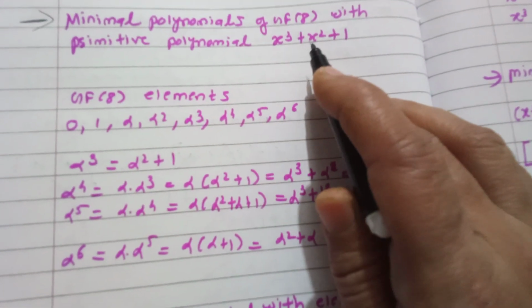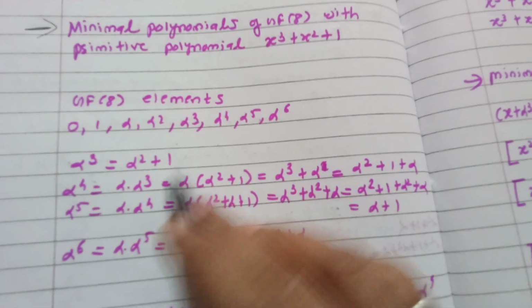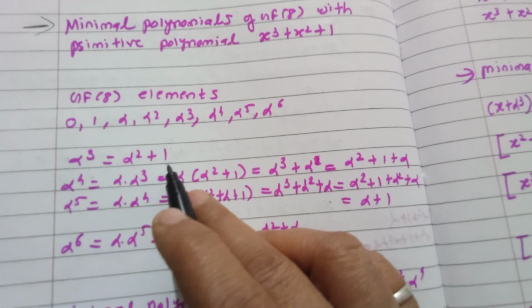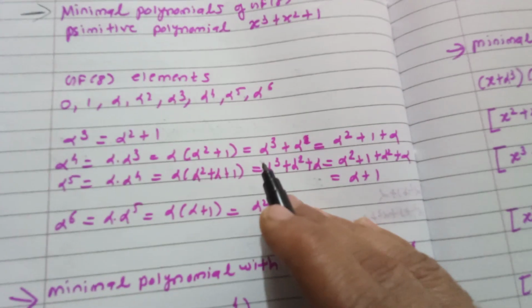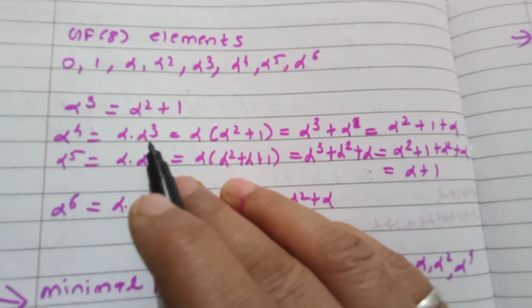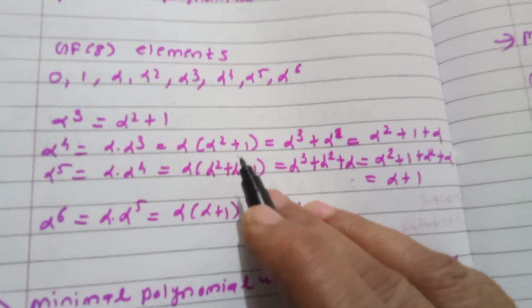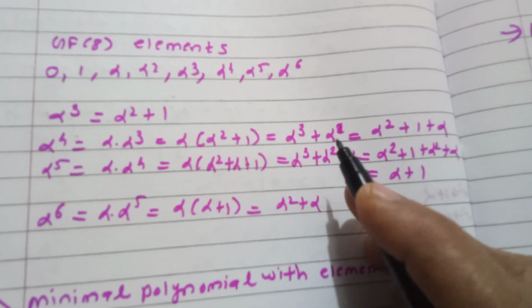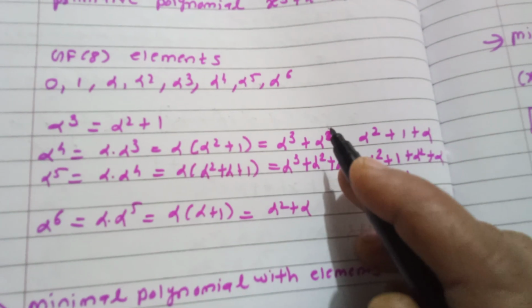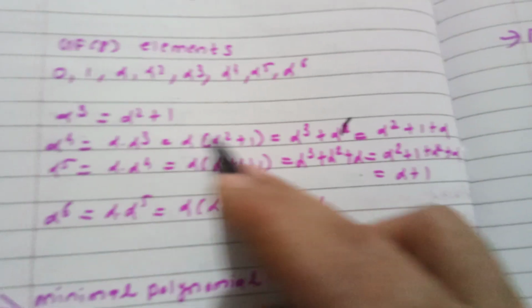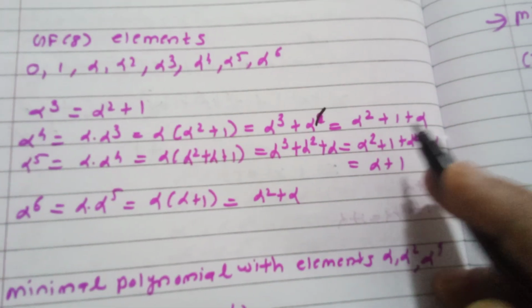So alpha cube plus alpha square plus 1 is equal to 0. So alpha cube is equal to alpha square plus 1. This part was also discussed in depth in that video. Here I am not going to explain it again. How to obtain alpha raised to 4? That is alpha into alpha cube, that is alpha into alpha square plus 1, that is equal to alpha cube plus alpha. So alpha cube plus alpha is alpha square plus 1 plus alpha.